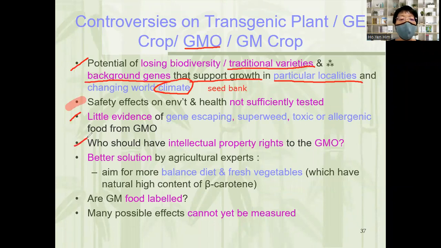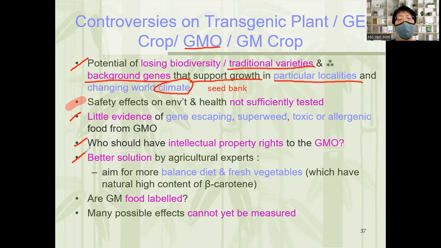Okay, so who has the intellectual property rights to GMO? If you create a GMO, do you have the right to it? If the doctor creates a test tube baby, who has the right to all the embryos that are not used and are discarded? Can you do research on the embryos? Who has the right? Okay.